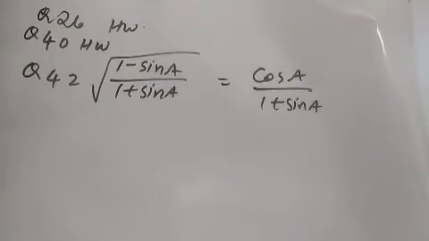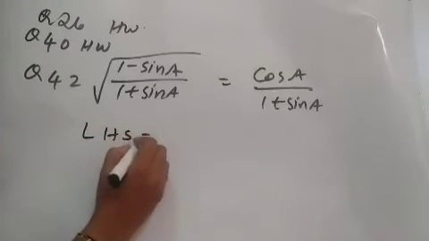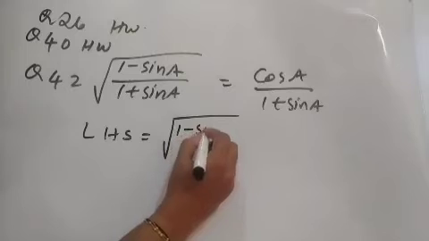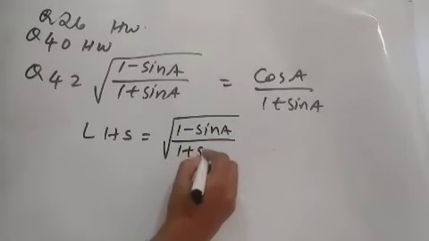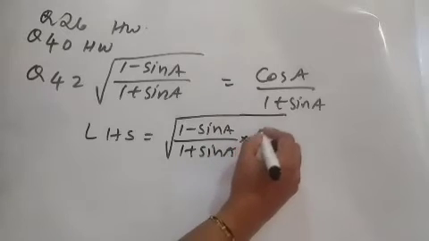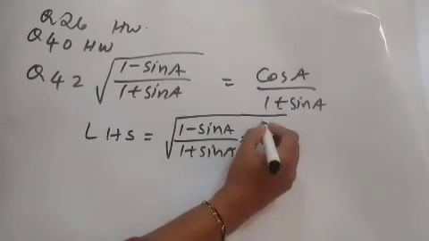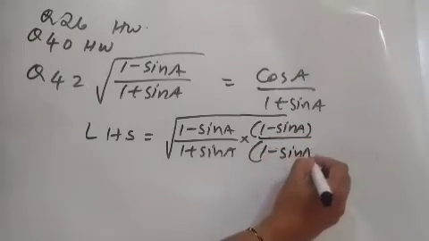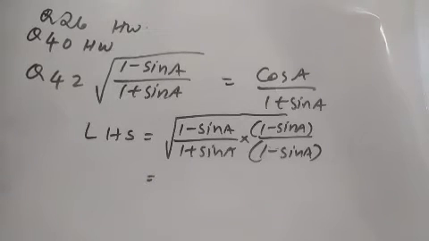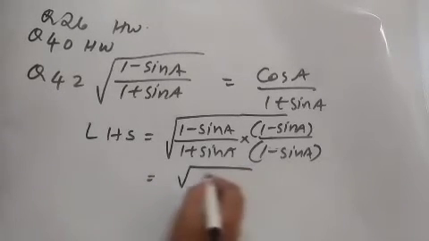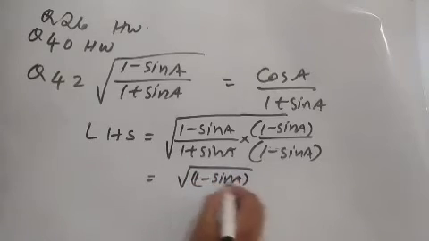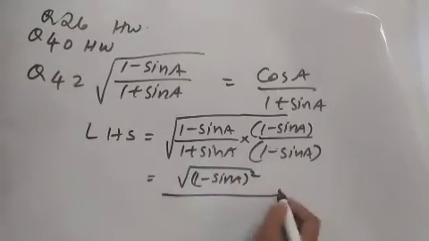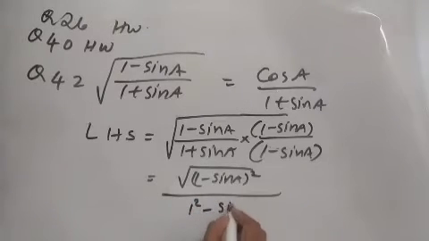Now the next is question 42. Prove that square root of 1 minus sin A by 1 plus sin A equals cos A by 1 plus sin A. First let us simplify the LHS. That is square root of 1 minus sin A by 1 plus sin A, multiply by the conjugate. Here it is 1 plus sin A, so we multiply 1 minus sin A on numerator and denominator. To remove the square root we are doing this. To simplify, that is square root of 1 minus sin A the whole square, 1 minus sin A is repeating 2 times, no? Divided by 1 square minus sin square A.